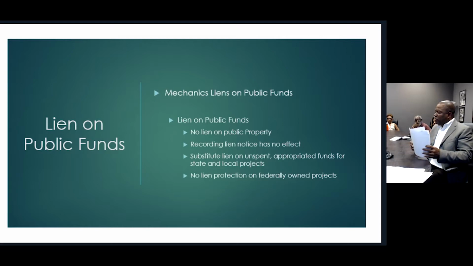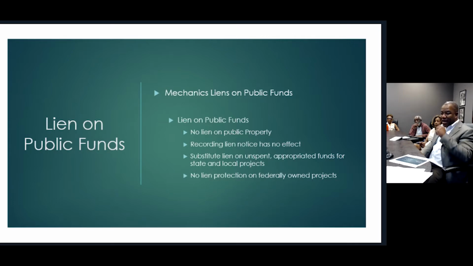Notice before, when we were talking about private funds, we were actually liening property. Here, you cannot lien the government's property. However, what you're liening are the funds that are associated with that property, and it's the unexpended funds that are associated with the project. So if you're owed more than the funds that are available, you're going to get a prorated share of those funds that are available, because there may be some other subcontractors in the mix that are also vying for these dollars.